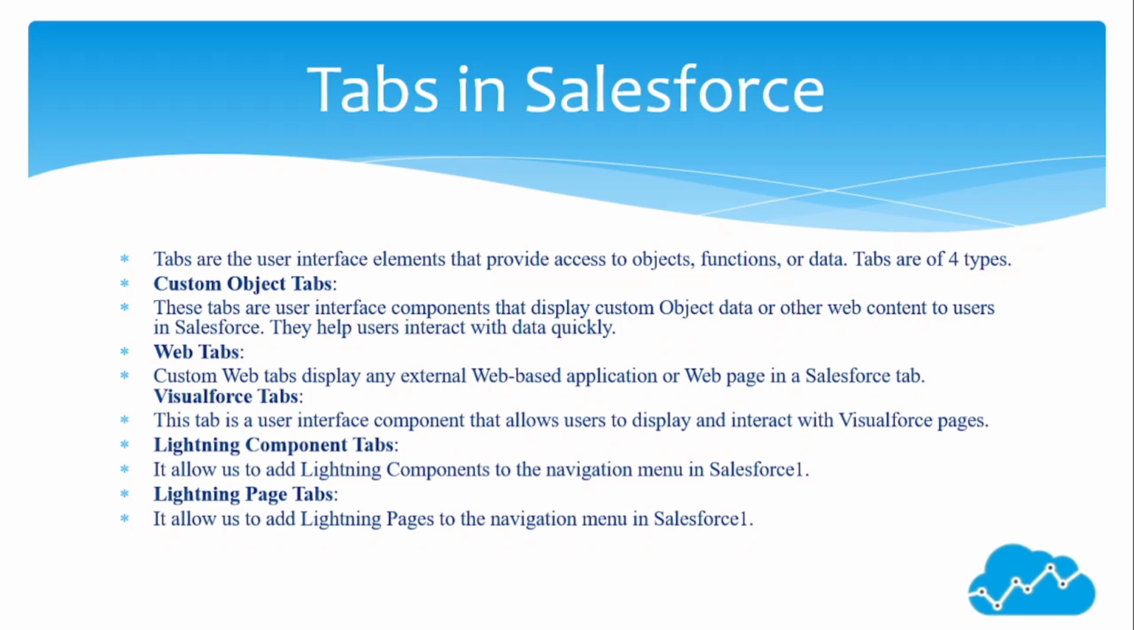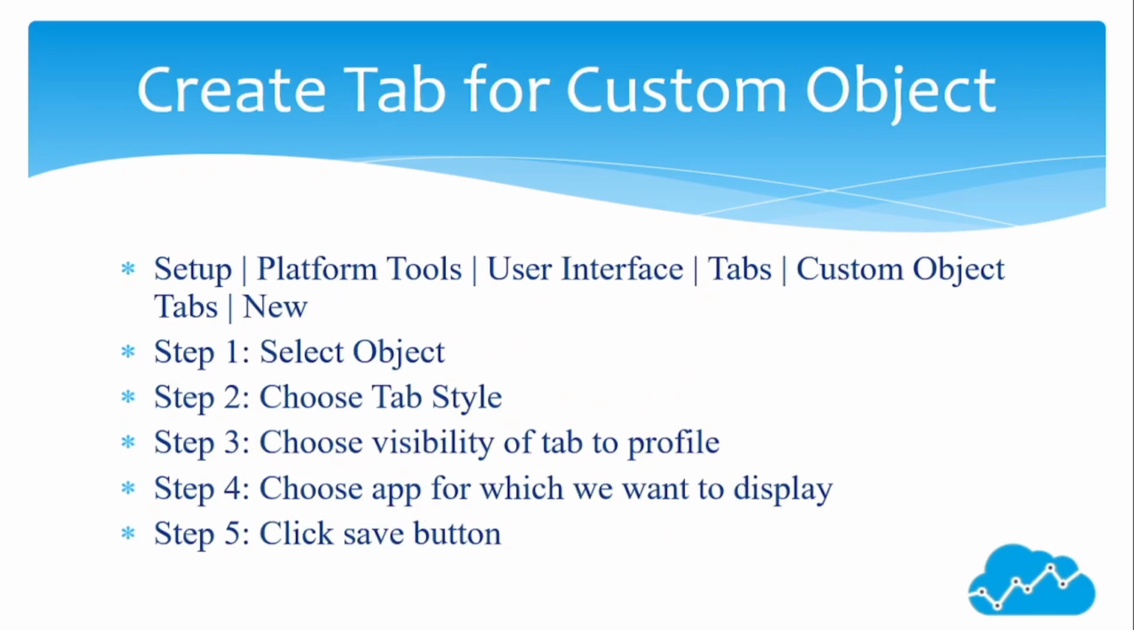Lightning page tabs allow us to add Lightning pages to the navigation menu in Salesforce 1. Create tab for custom object: Setup, Platform Tools, User Interface, Tabs, Custom Object Tabs, New. Step 1, select object. Step 2, choose tab style. Step 3, choose visibility of tab to profile. Step 4, choose app for which we want to display. Step 5, click save button.